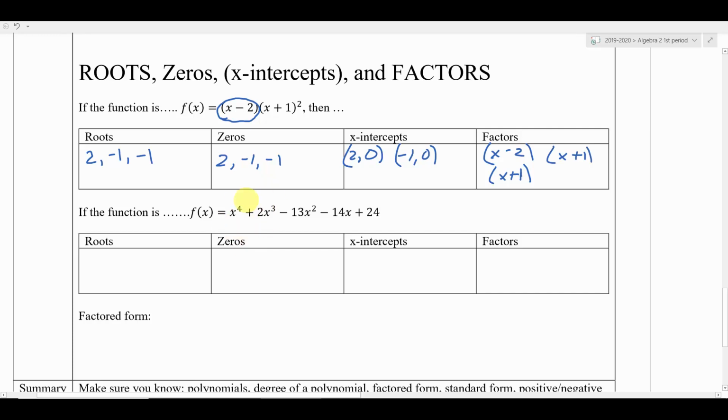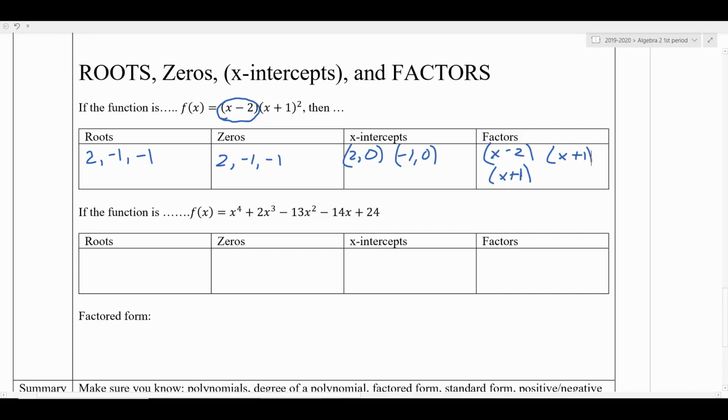So what if we are in standard form, right? What do we do if we're in standard form? Well, what I would do to find out what the roots, zeros, and x-intercepts are, these things are much easier to see if you are in factored form, but we're not. So what we're going to do is work backwards. I'm going to start with the graph, and I'm going to find the x-intercepts by looking at the graph.